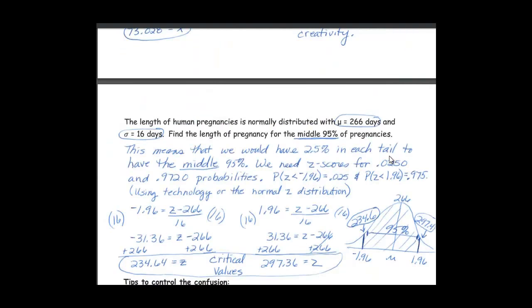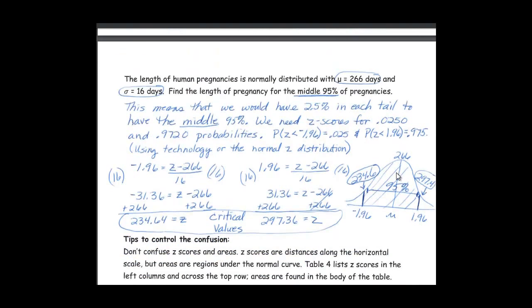Onward to our last problem in this section. The length of human pregnancies is normally distributed with a mu of 266 days and standard deviation of 16 days. Find the length of pregnancy for the middle 95% of pregnancies. Okay, this means that we would have to have 2.5% on each tail to split that 5% that's outside in order to identify the middle 95%.